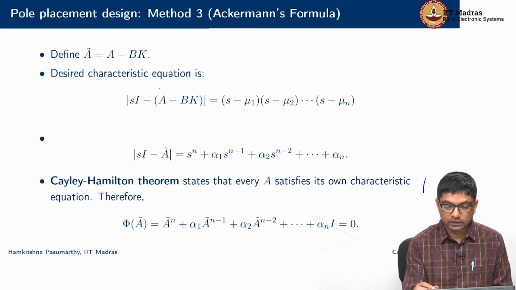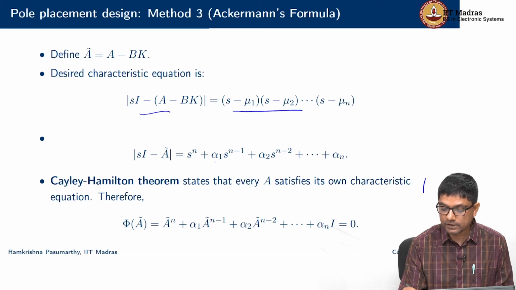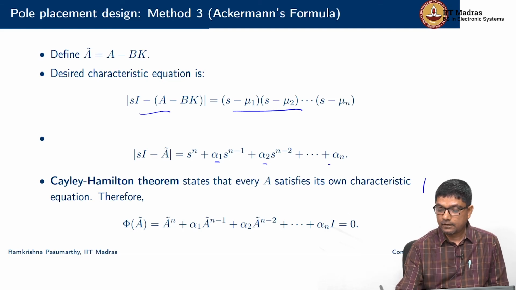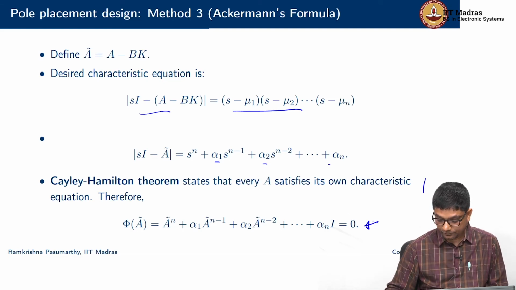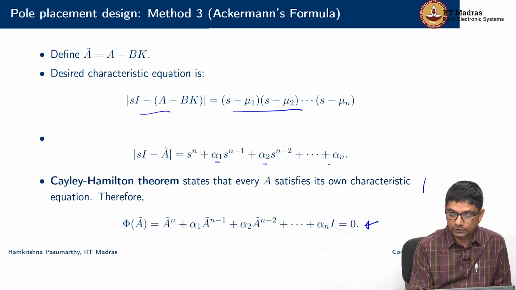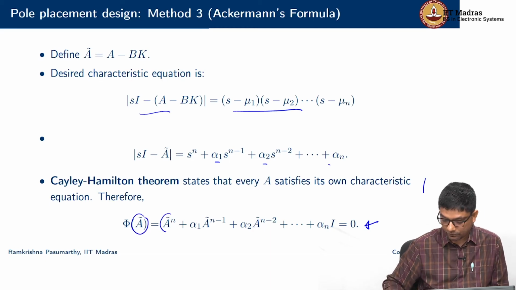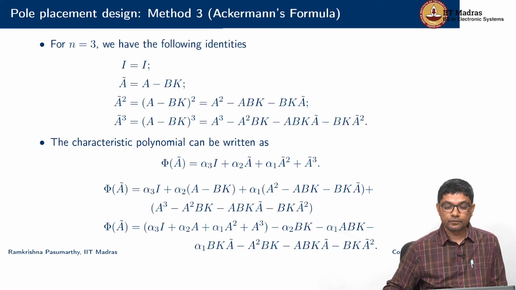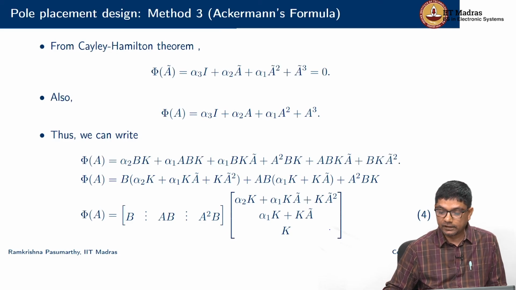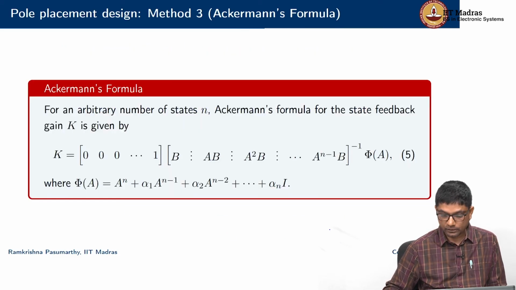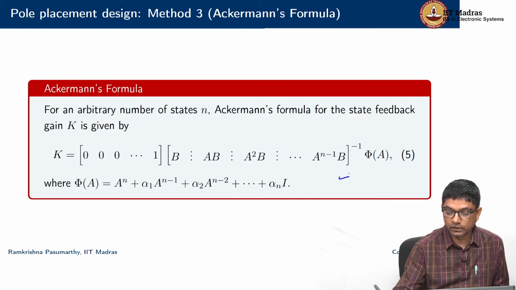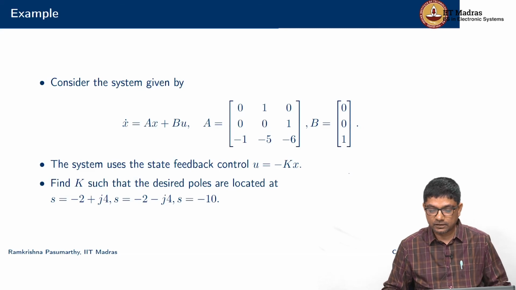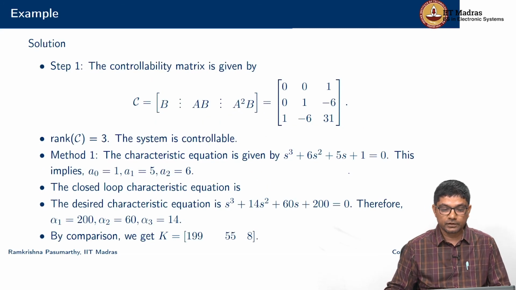So, we start with A minus Bk with a characteristic equation. I have all these alphas which come as a result of expanding sI minus A tilde. I invoke the Cayley-Hamilton theorem, and therefore, phi of A tilde is 0 and phi of A is not 0, because these coefficients correspond to A tilde. Okay. So, all the steps are detailed here, and this is how we compute the general formula for the Ackermann's formula. Okay. And again, some quick examples for you to quickly check.